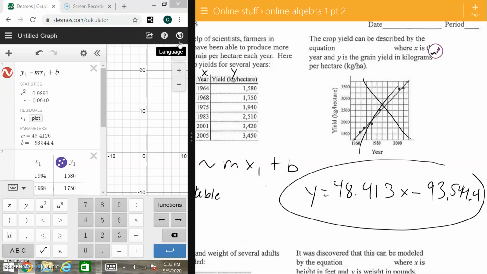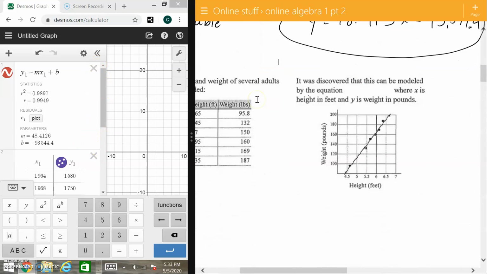Now, what you don't want to do is hit X on these. You don't want to hit these X's over here. What you will do is scroll down to the next problem.